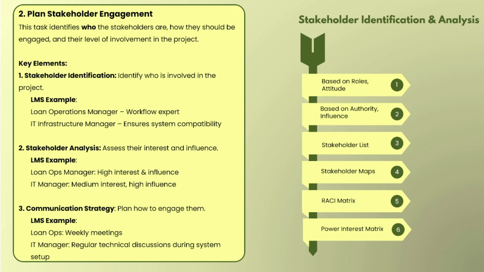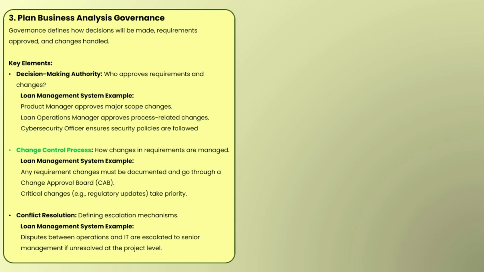Now let's check the third task, that is plan business analysis governance. Governance defines how decisions will be made, requirements approved, and changes handled. This task is basically about the ground rules: who calls the shots, who signs off the requirements, and how we will deal with any changes. It helps to keep everyone on the same page and avoid confusion later.